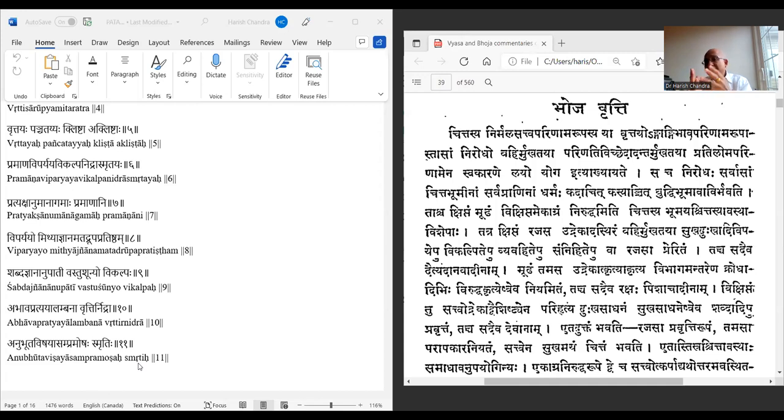So that's what I said, playback, is it not? So you play back. In the TV, you see some live news and sometimes you see playback. That's what our inner TV does. And when you want to switch it off, we have to switch off in both the modes. So anubhut vishaya asam pramosha smriti.